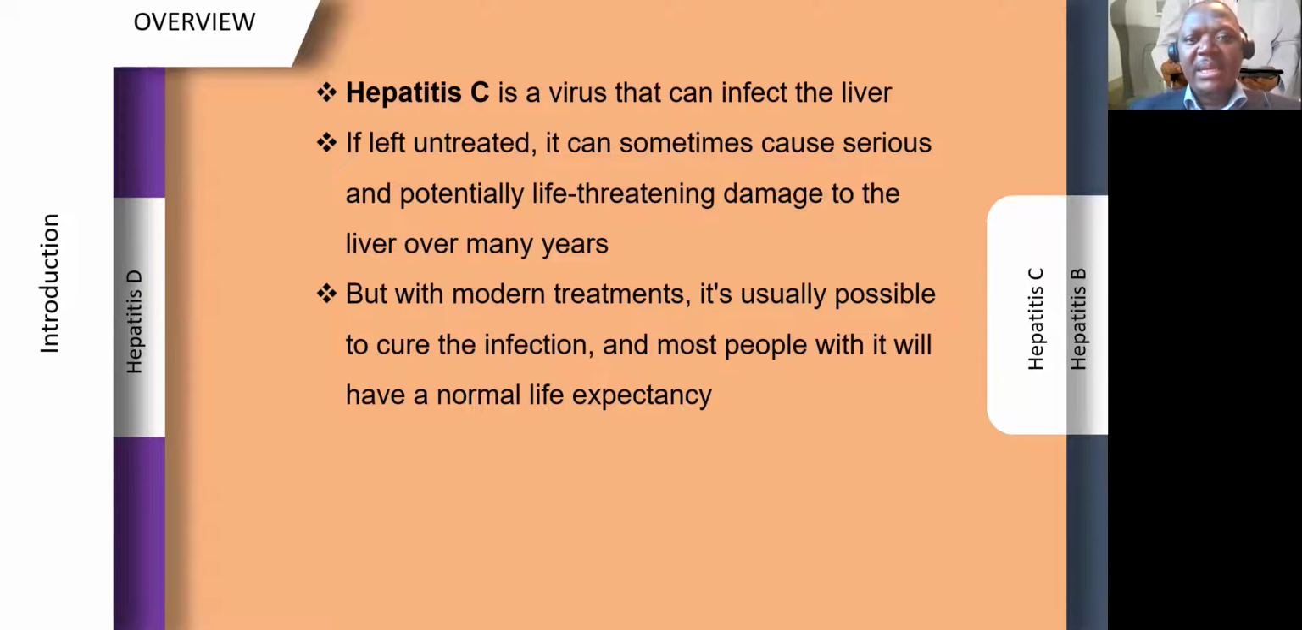Hepatitis C is a virus that can infect the liver. If left untreated, it can sometimes cause serious and potentially life-threatening damage to the liver over many years, okay? But with modern treatments, I have mentioned this before, it is usually possible to cure hepatitis C. It's curable, and most people would have a normal life expectancy.